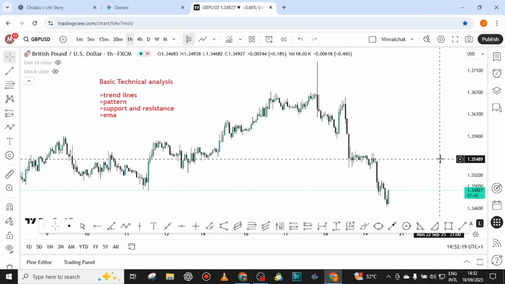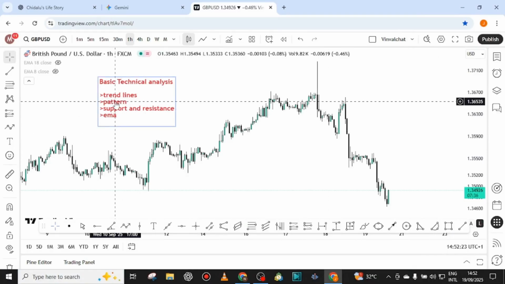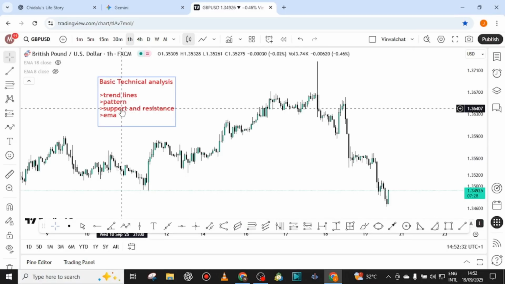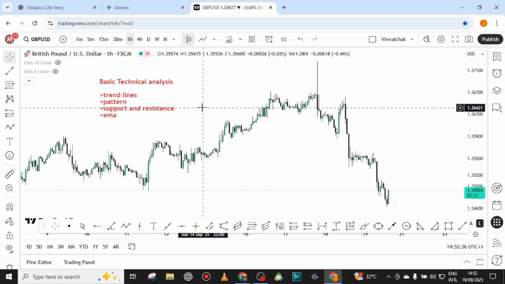We are looking at support and resistance. I skipped pattern trading because there are lots and lots of patterns I would have to show you. So let's just go to the shorter ones, the support and resistance. This is basically how to do support and resistance trading.